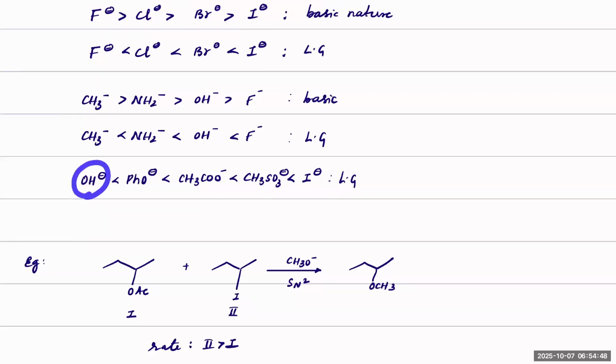So water would have a higher pKa value. That means it is a weaker acid, so OH minus is a stronger base. HI is a very strong acid, so I minus is a weaker base. Hence, it is a better leaving group.